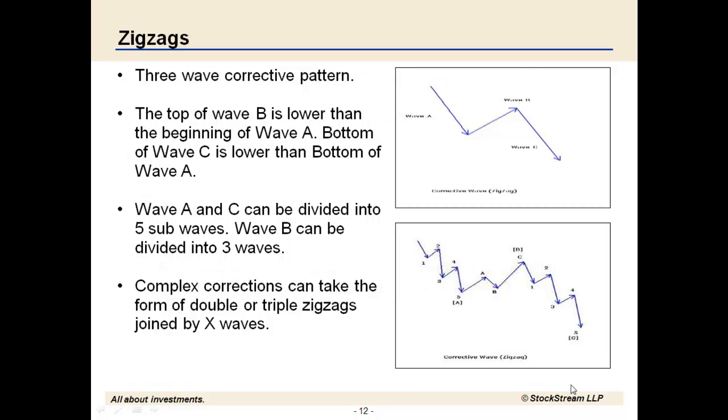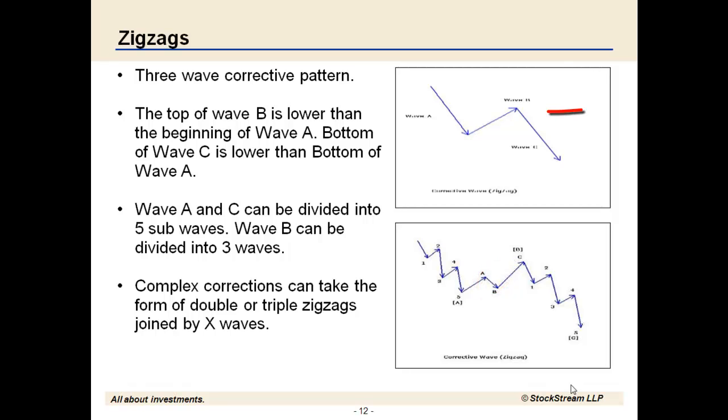A zigzag is a 3-wave corrective pattern. The 3 waves are called waves A, B, and C, respectively, with waves A and C moving opposite to the direction of the broader trend, and wave B moving in the direction of the broader trend. The waves A and C can be subdivided into 5 waves, while wave B consists of 3 subwaves.